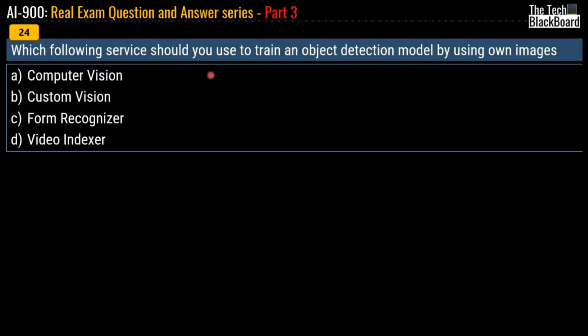And here is our question number 24, and it says, which of the following services should you use to train an object detection model by using your own images? Your options are computer vision, custom vision, form recognizer, or video indexer. The correct answer for this question is custom vision. And why so? Because you are using your own images. That's why you need custom vision.